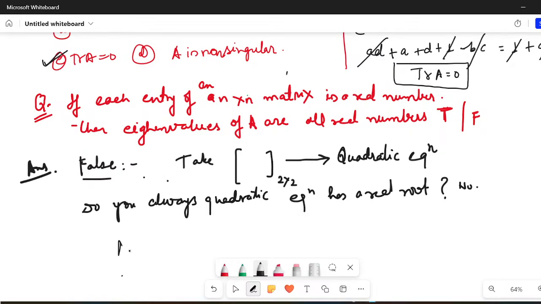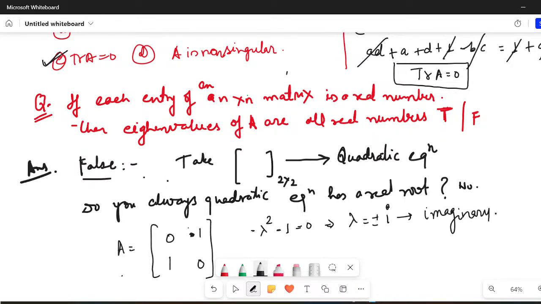Let us say B is equal to, yesterday also I took an easier example, this matrix with rows 0 1 and minus 1 0. If I take this example, the characteristic equation will be minus lambda squared minus of minus 1 equal to 0. So it will be lambda squared plus 1 equal to 0, which implies lambda will be equal to plus minus iota. So all the entries are real, but the eigenvalues are imaginary.